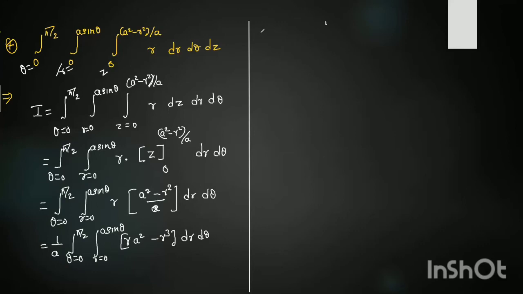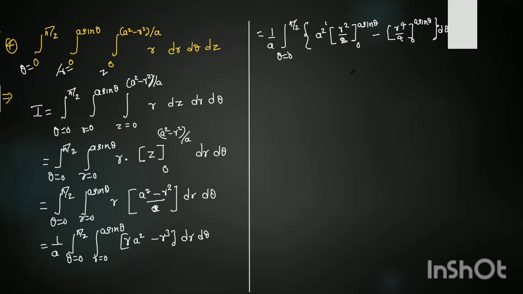So see how I am writing this term. 1 by a as it is outside. Theta is equal to 0 to pi by 2 as it is. In the bracket, a squared is a constant term, r will be r squared by 2, and the limits are 0 to a sin theta, minus r to the power 4 by 4 and 0 to a sin theta. Bracket close, d theta. I hope all of you understood this.